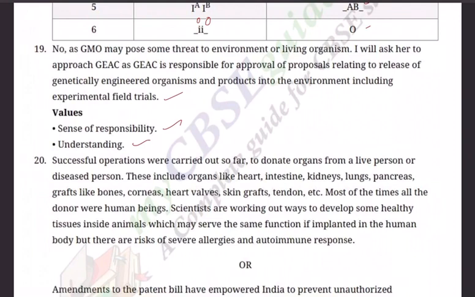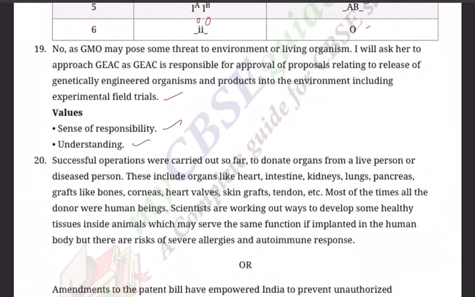Question 20. Write short notes on animals as organ donors for humans. Of course, successful operations have been carried out so far to donate organs from a live person or a deceased person. These include organs like heart, intestine, kidneys, lungs, pancreas, and grafts like bones, cornea, heart valves, skin grafts, tendons. Most of the time, all these donors were human beings.